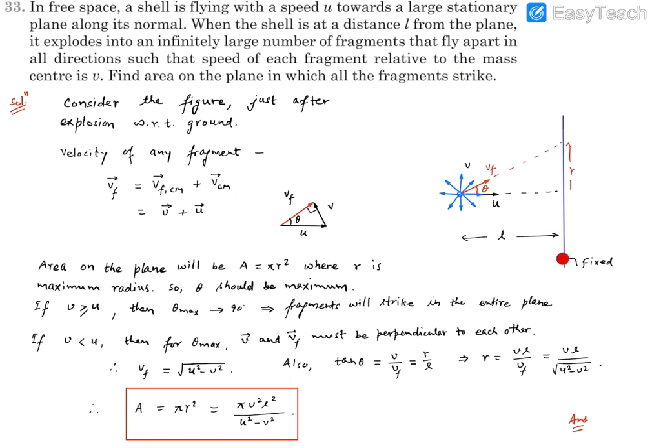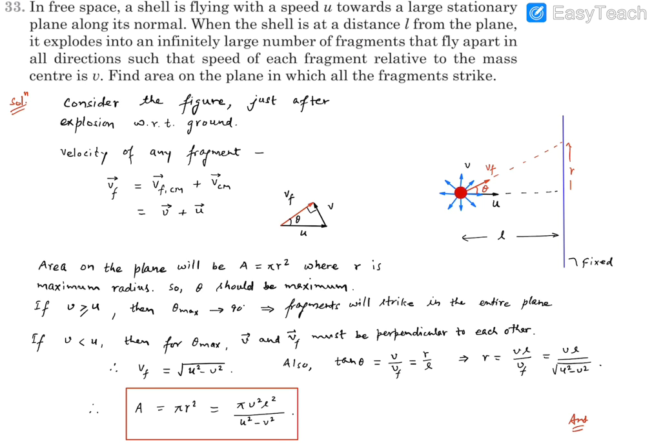So let's consider this is a fixed plane, and this is the location where the shell explodes in all directions, and the center of mass is moving with velocity u towards the wall, and these fragments are moving with velocity v relative to the center of mass, and this L is the distance, right? So this is the figure I'm trying to draw with respect to ground. However, the velocities of the fragments have been drawn with respect to the shell center.